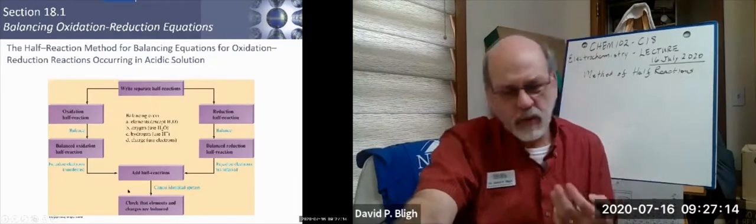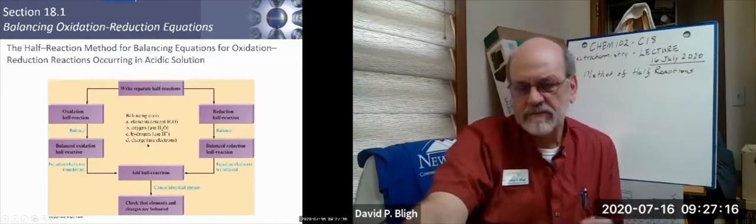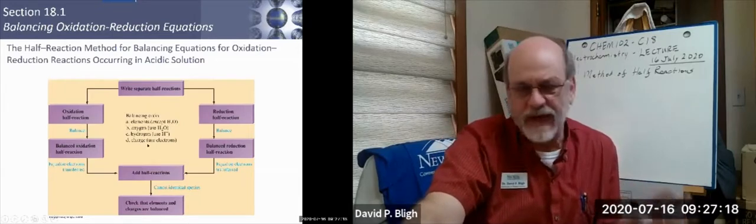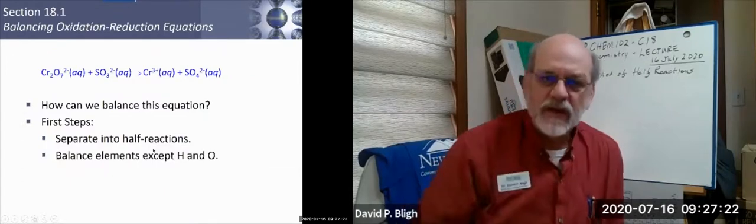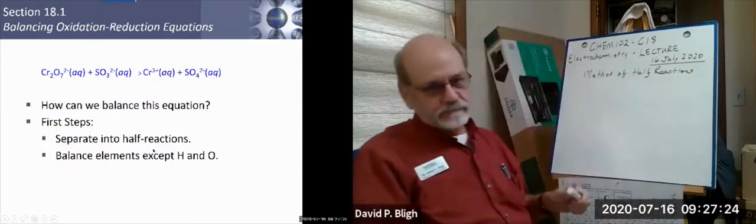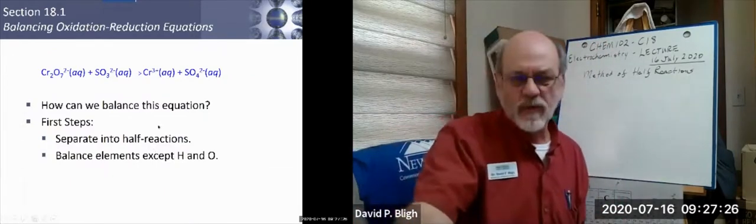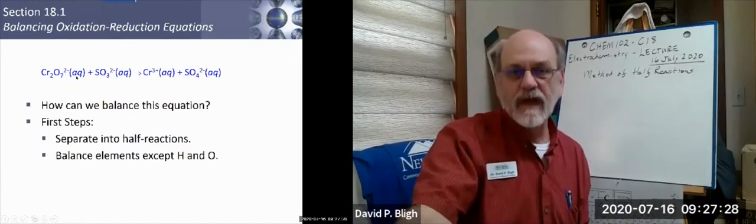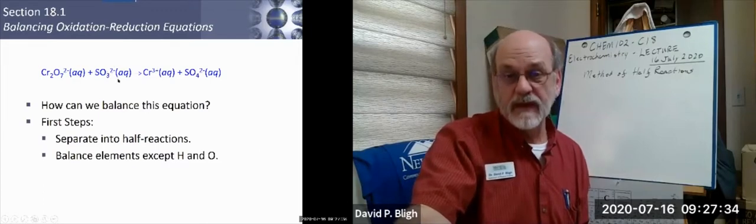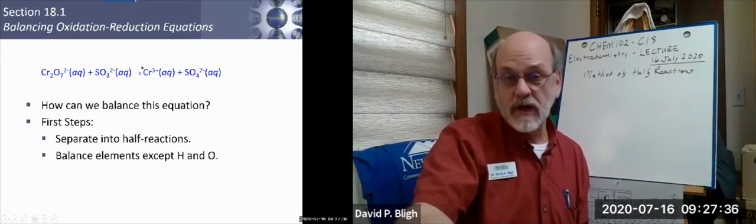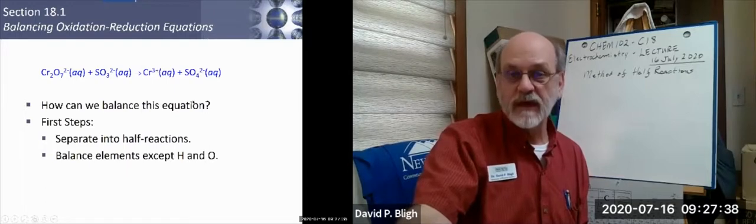Okay, so this is what it looks like in a schematic form. If you're prone to that, that's fine. Whatever suits you. Okay, here's an example. So we're going to take dichromate and react it with the sulfite ion and yield chromium 3+ and sulfate.